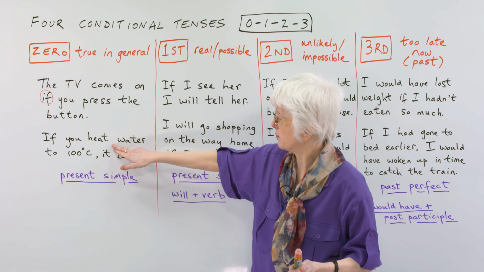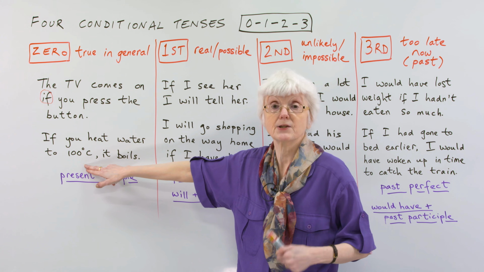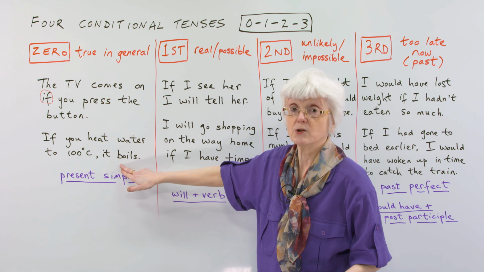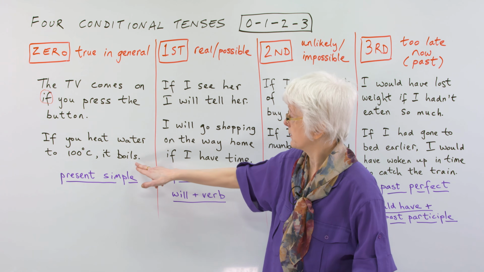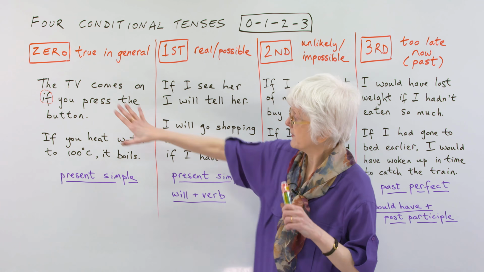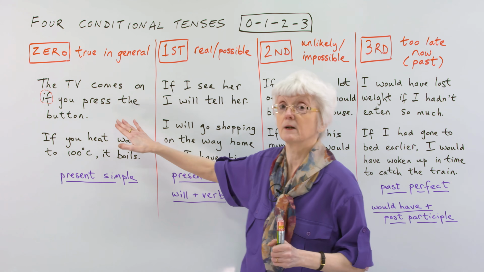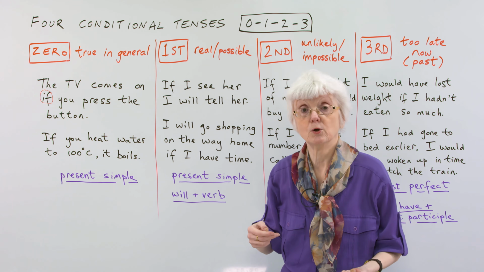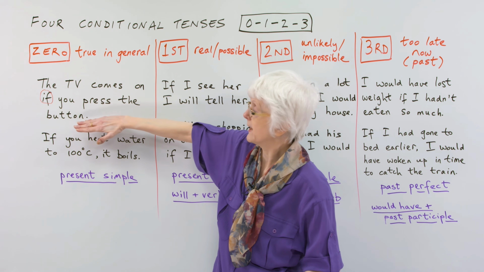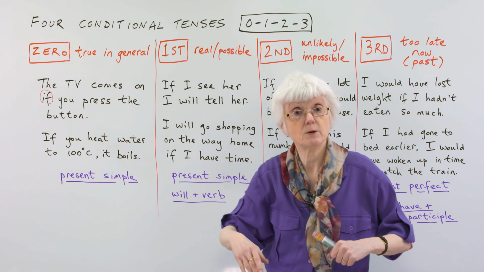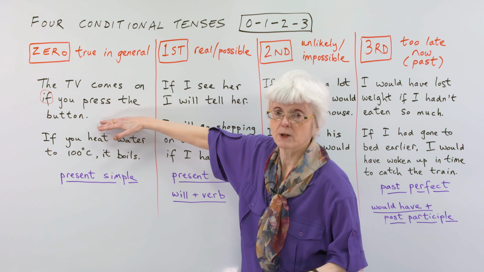So here's another example. If you heat water to 100 degrees Celsius, it boils. The water boils. If you heat water. Okay? So these sentences are made up of 2 clauses. There's the if clause, and there's the main clause. The main clause there is the TV comes on. And then the if clause, which is also called a subordinate clause, comes there: if you press the button.